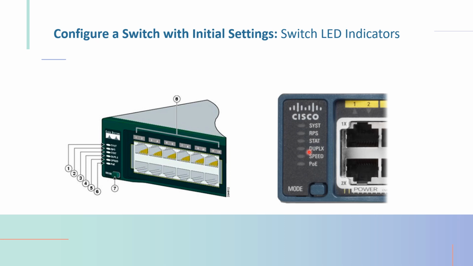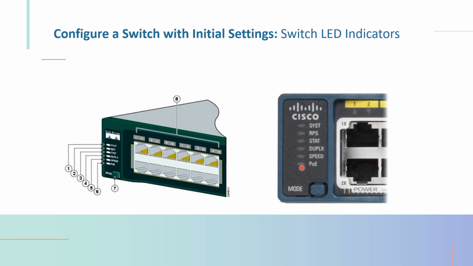When selected, the port LEDs are in duplex mode. If the port LED is green, the port is in full duplex mode. And the fifth LED is about the port speed LED. It indicates that the port speed mode is selected.